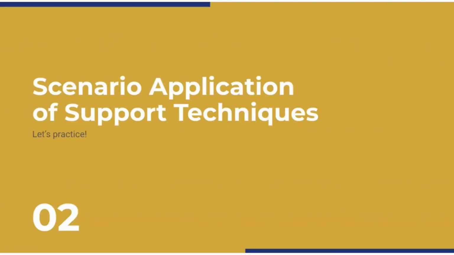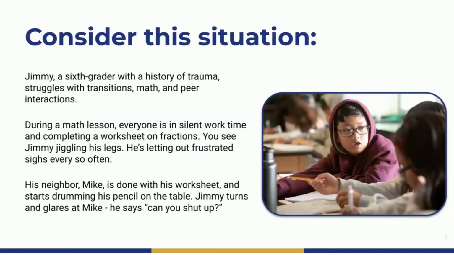Let's return to our scenario from part 1. Jimmy, a 6th grader, struggles with transitions, math, and peer interactions. During a math lesson, everyone is in silent work time and completing a worksheet on fractions. You see Jimmy jiggling his legs. He's letting out frustrated sighs every so often. His neighbor, Mike, is done with his worksheet and starts drumming his pencil on the table. Jimmy turns and glares at Mike. He says, "Can you shut up?"